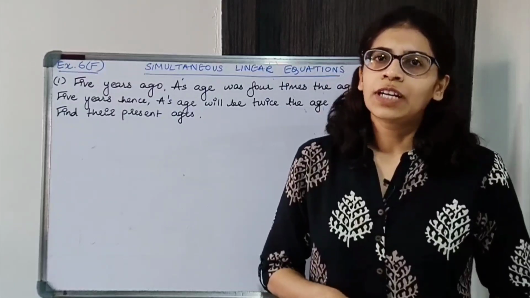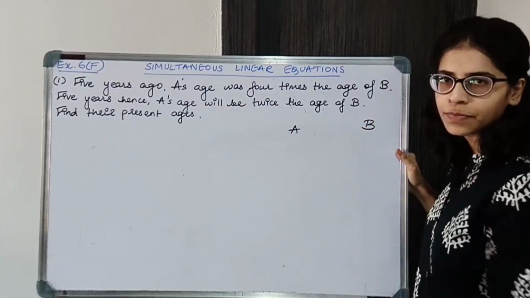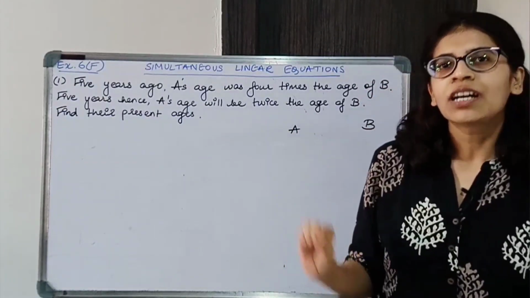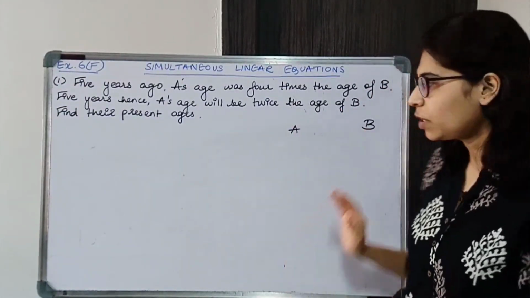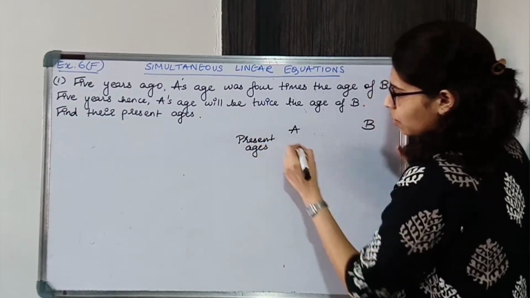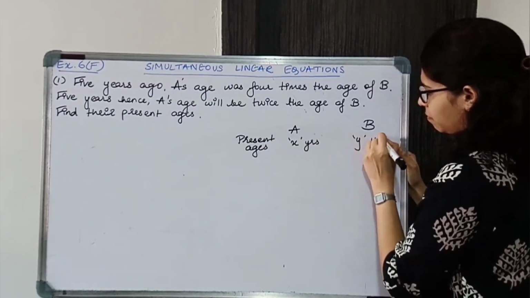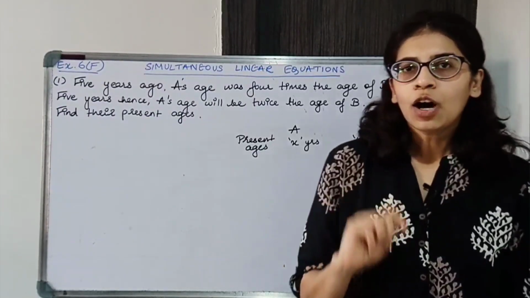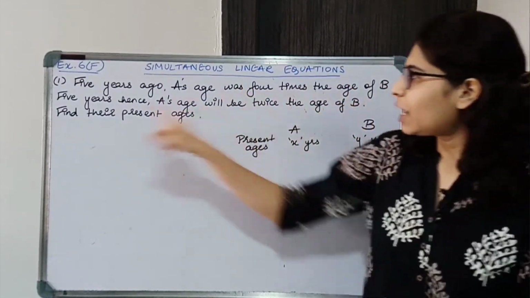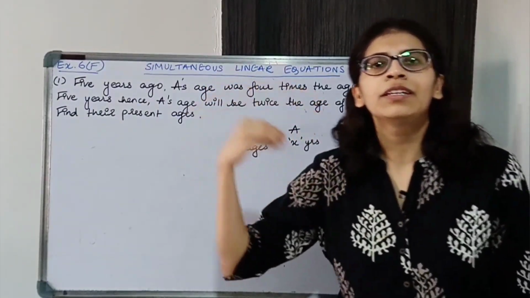There are two persons, one is A, other is B. Now we have to find their present ages. So let's say their present ages are X years and Y years respectively. Let's say present age of A is X years and B is Y years. Now you are told 5 years ago A's age was 4 times the age of B and 5 years hence A's age will be twice the age of B. These two conditions will help us in forming the equations.